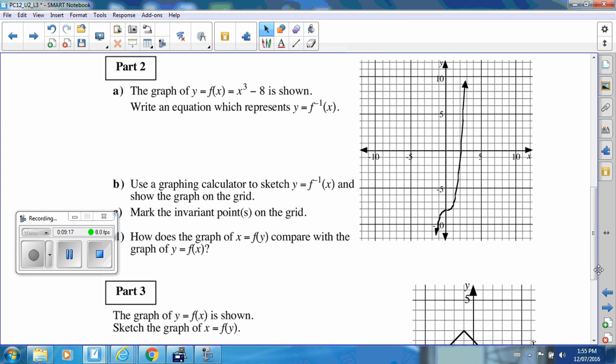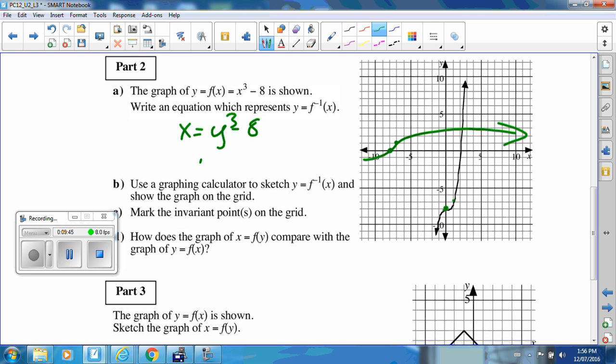Now, if I was to inverse this thing, the point 0, negative 8 is going to be negative 8, 0. This point that is 1, negative 7 is going to be negative 7, 1. So it's going to kind of look like this. Again, I'm going to do that without writing the equation out. Well, I'll do it here. X equals y cubed minus 8. Y cubed equals x plus 8, so y equals cube root of x plus 8.